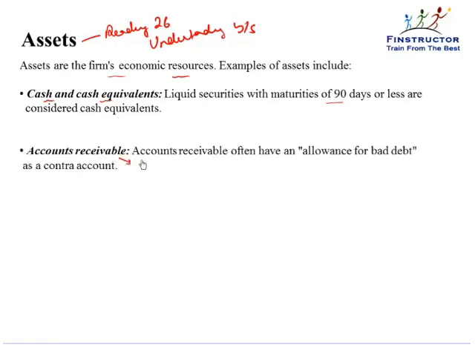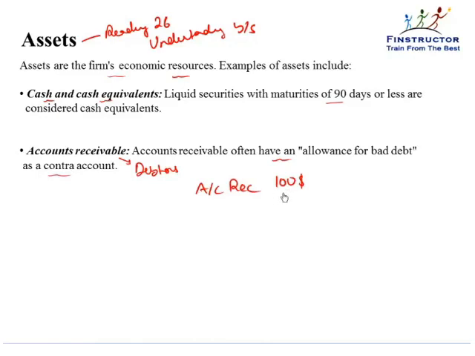Accounts receivables represents the company's debtors. So these are customers or other parties to whom the product has been delivered, but they are yet to pay us. Accounts receivable often have an allowance for bad debt as a contra account. So let's say that I have on my books a receivable of $100, and I feel that $10 out of this 100 are quite difficult to recover, so most likely it will not come back.